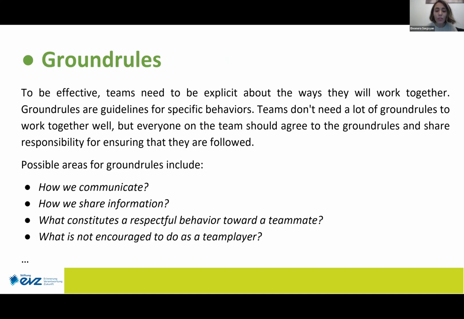Ground rules. These are basically guidelines for behaviors in a team, and this can be very specific, and can cover all the areas of teamwork. For example, how we communicate, what our platforms and sources of communication are, how we share information. Do we share it right away when we get it, or do we have formal meetings where we share the information? What constitutes respectful behavior toward a teammate? What is not encouraged to do as a team player? It is very important to also have "no" statements in your ground rules document, so that the team players are sure about what is not applauded in your team.